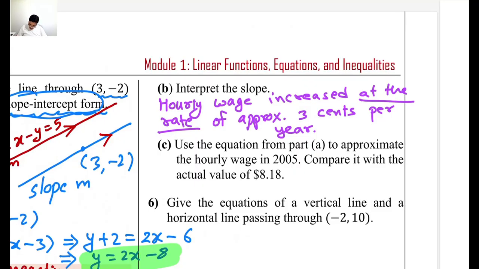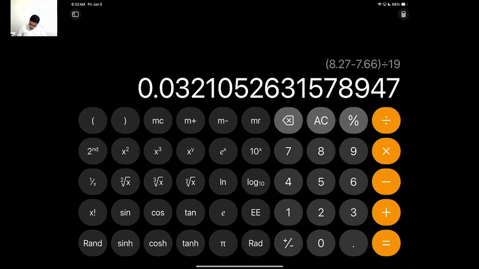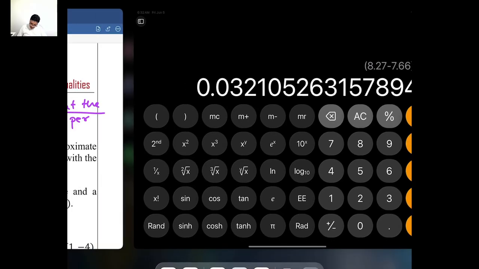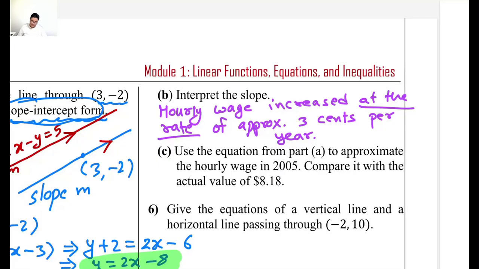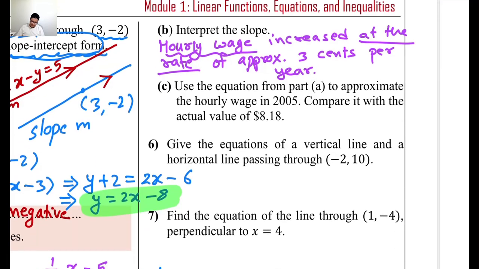I just want to double check. Okay, I'm a little bit surprised. It's so low. Is that really the case? Actually, it was less than $1, right? In those many years. So yeah, only 3 cents per year. Hourly wage increased by 3 cents per year.